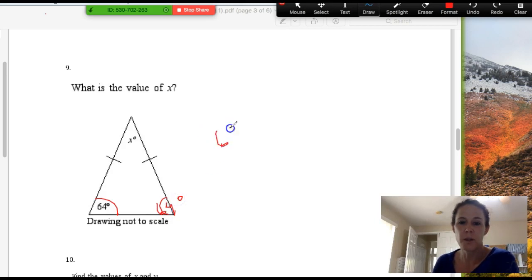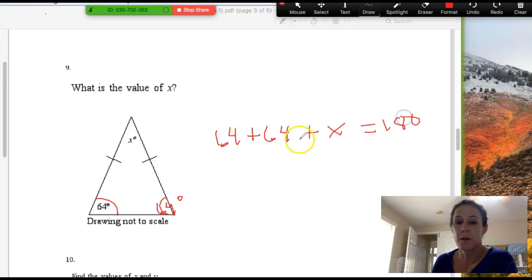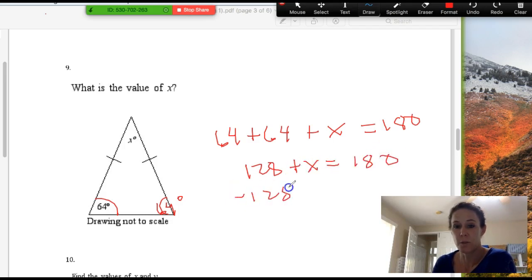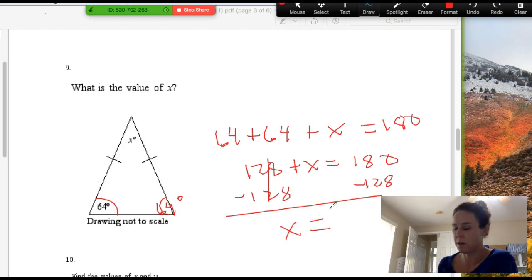So I'm just going to go 64 plus 64 plus x. All of these need to add to be 180. I know 64 and 64 is 128. And I need to solve for x. So I'm just going to subtract 128 from both sides. And I know x is 180 minus 128, 52. And you're done.